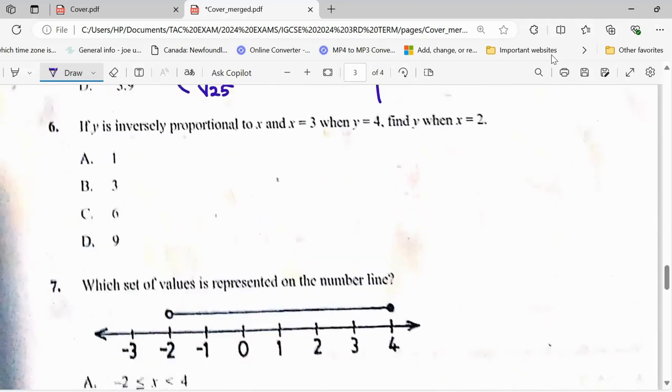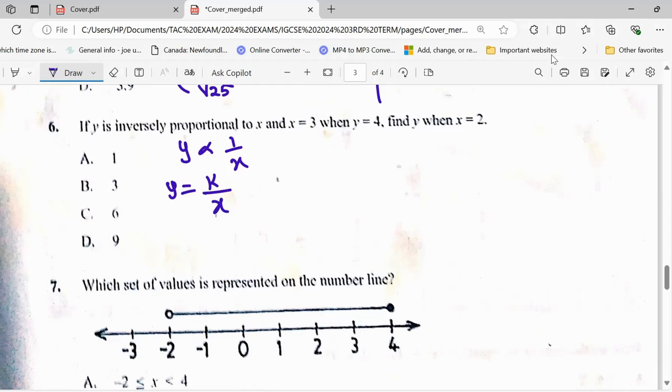Question number 6 says, if y is inversely proportional to s, and s is 3 when y is 4, find y when s is 2. So if y is inversely proportional to s, we'll write y is inversely proportional to s. Inverse is a fraction like this. So you're going to remove the proportionality symbol and introduce the equality sign, and you bring out your constant. K is a constant. So you have y equals k all over s.